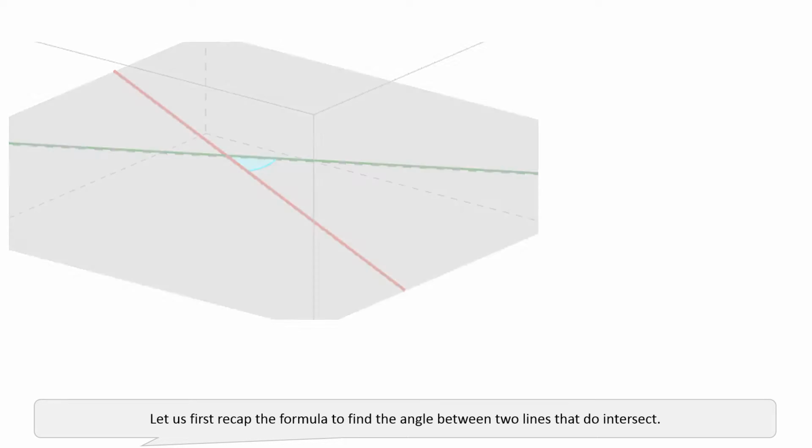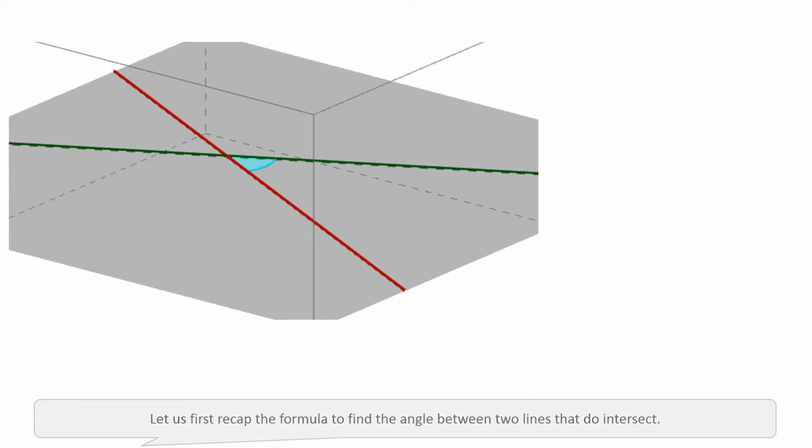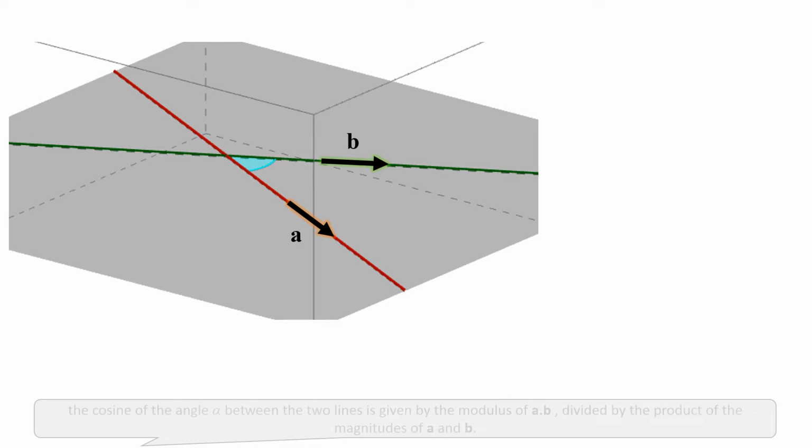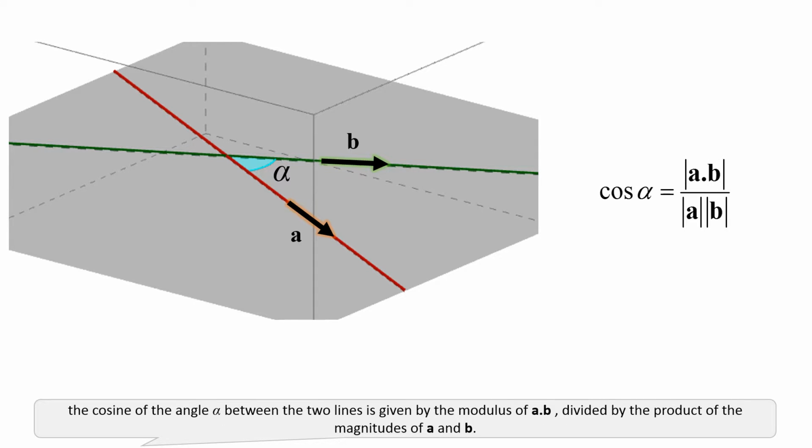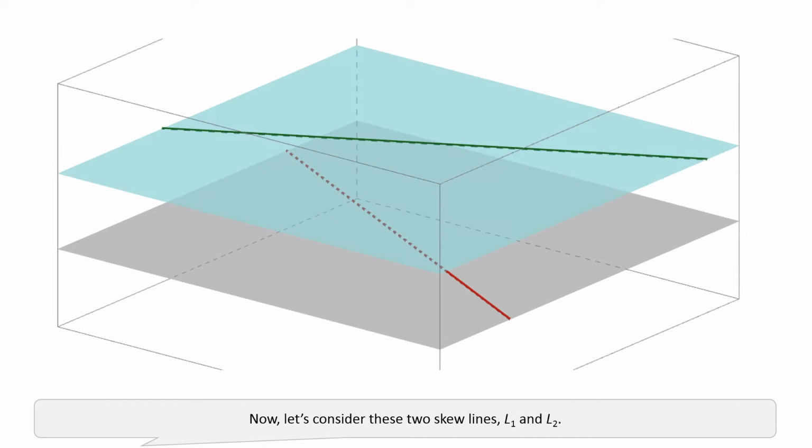Let us first recap the formula to find the angle between two lines that do intersect. Given these two intersecting lines with direction vectors A and B as indicated, the cosine of the angle alpha between the two lines is given by the modulus of A dot B divided by the product of the magnitudes of A and B.